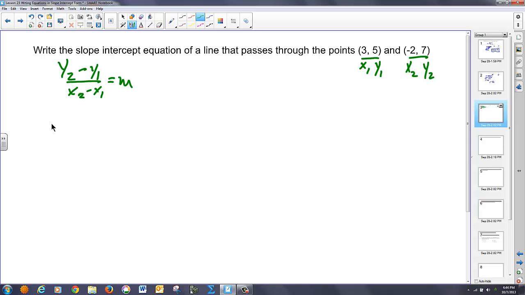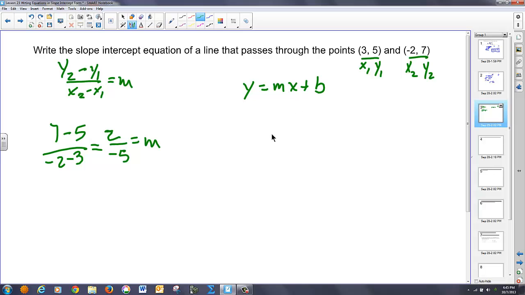So in doing that, we have 7 minus 5 over negative 2 minus 3, or positive 2 over negative 5 is equal to our slope. So now, substituting into y equals mx plus b, you'll notice we have an m value of negative 2/5, but we need an x and a y. And in this case we have 2, but it really doesn't matter which one we use. We can use this x, y or this x, y because both of them go through the line.